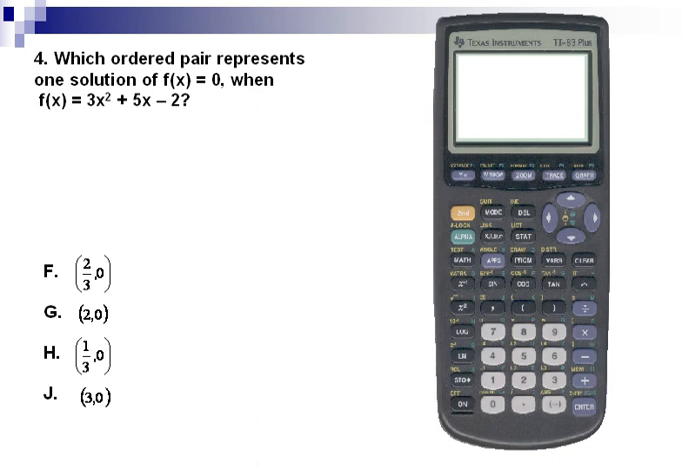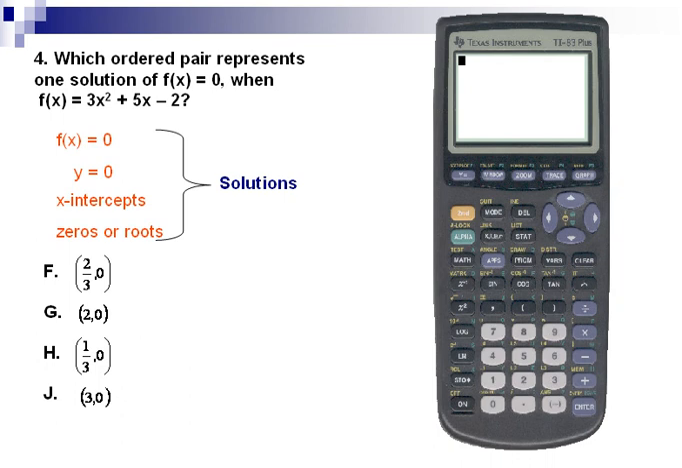Number 4. Which ordered pair represents one solution of f of x equals 0 when f of x equals 3x squared plus 5x minus 2? F of x equals 0 means the same as y equals 0, which is the same as x-intercepts and is the same as zeros or roots. All of these represent the solutions to a quadratic equation. We're going to solve this quadratic equation on the calculator.